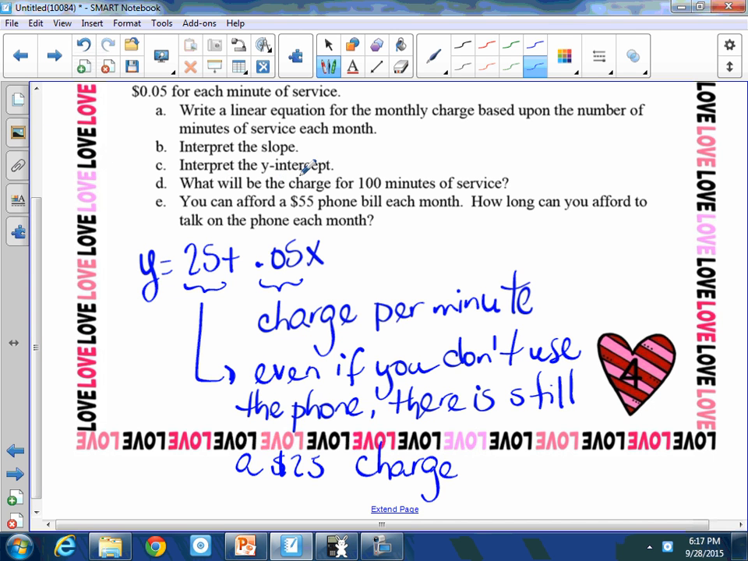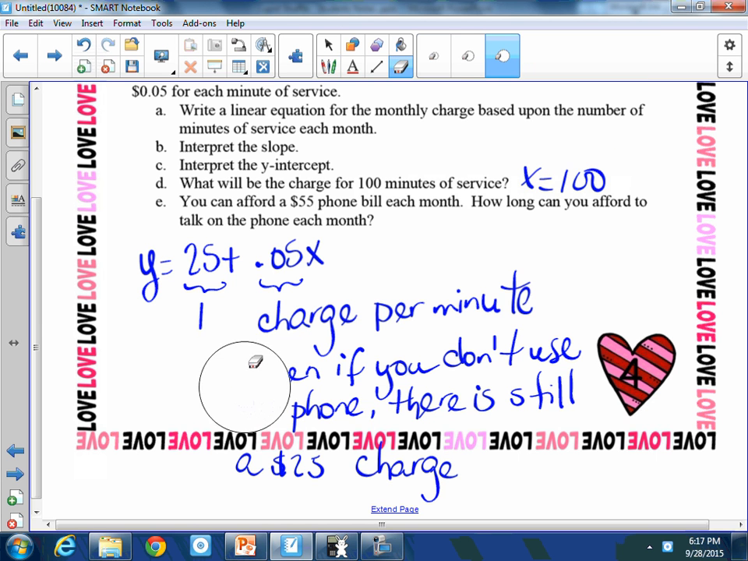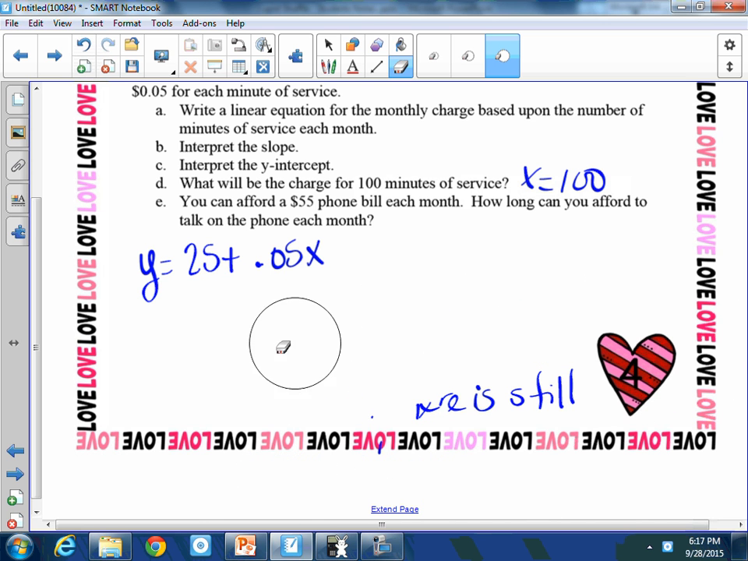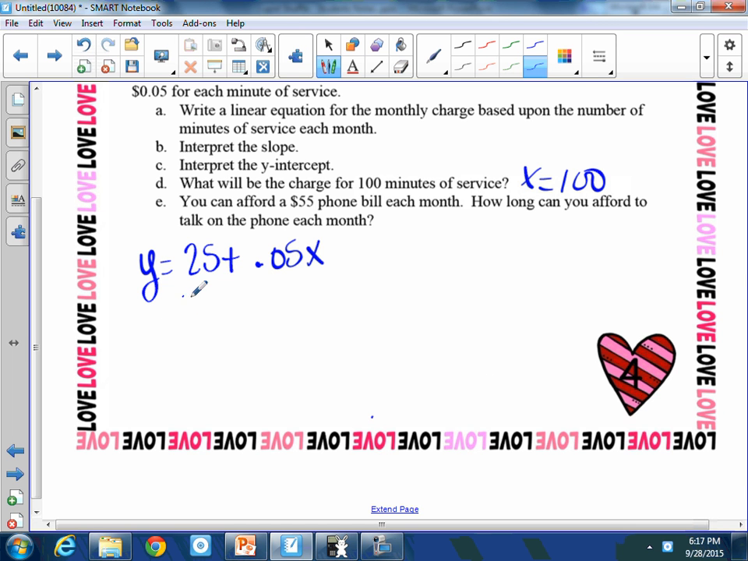All right, what will the charge for 100 minutes of service be? That means that x equals 100. I'm going to go ahead and erase this over here so that I can do it right there. So this means that x equals 100. So I'm going to plug in 100. 0.05 times 100. Then you go ahead and do it on your calculator. And you get that 25 plus 0.05 times 100 equals $30.